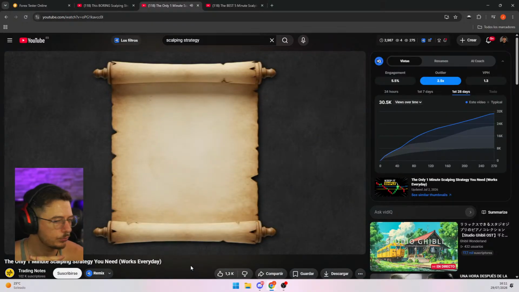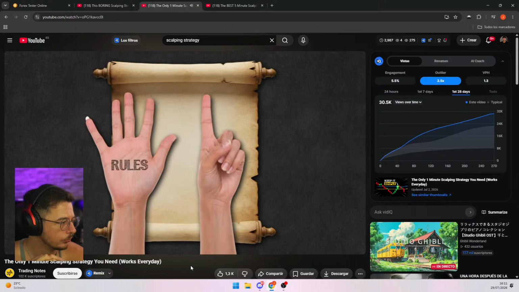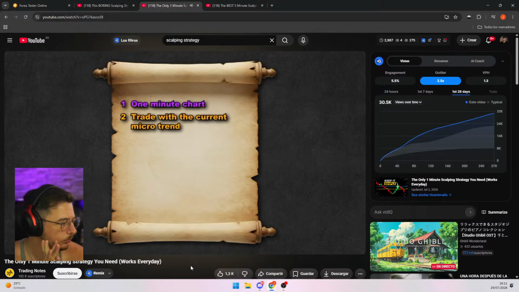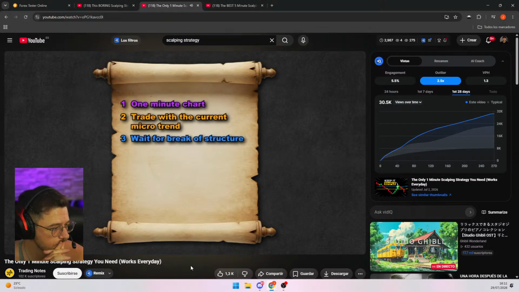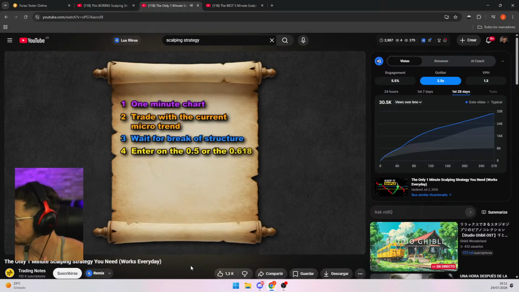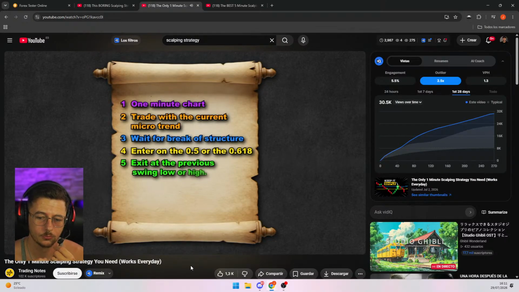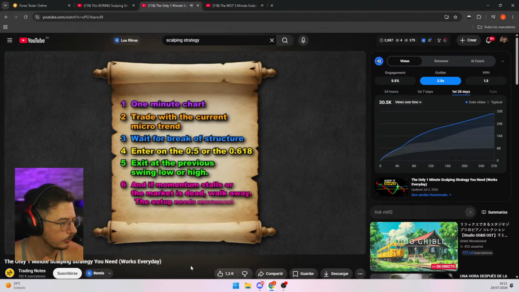Pause the video right here. 6 rules. Screenshot them. That's the entire setup. 1. 1 minute chart. 2. Trade with the current micro trend. 3. Wait for break of structure. 4. Enter on the 0.5 or the 0.618. 5. Enter at the previous swing low or high. 6. And if momentum stalls or the market is dead, walk away.